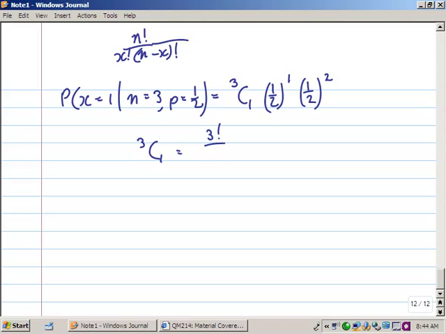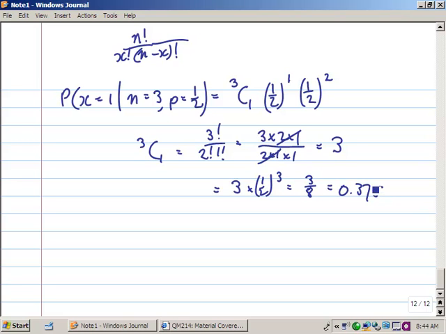Okay, 3C1 is 3 factorial divided by 2 factorial times 1 factorial. 3 by 2 by 1 divided by 2 by 1 times 1. Alright, so the 2 by 1 is the 2 factorial, the last 1 is the 1 factorial. The 2 by 1's cancel, and you're left with 3. Okay, that's the same answer that we had before. Alright, that's 3/8, 0.375.